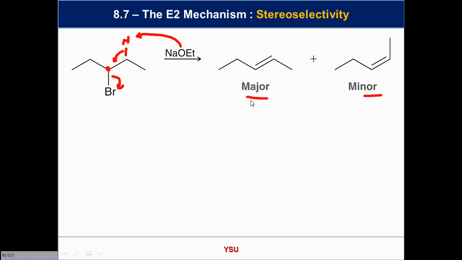So my major is major because it's what's the answer? More stable because of what? It's trans, as opposed to the other one, which is cis. But they're both disubstituted. So the transition state here, they both have two alkyl groups helping out. There's got to be something more to it than just that. Yes, it's over here, but let's think about this.